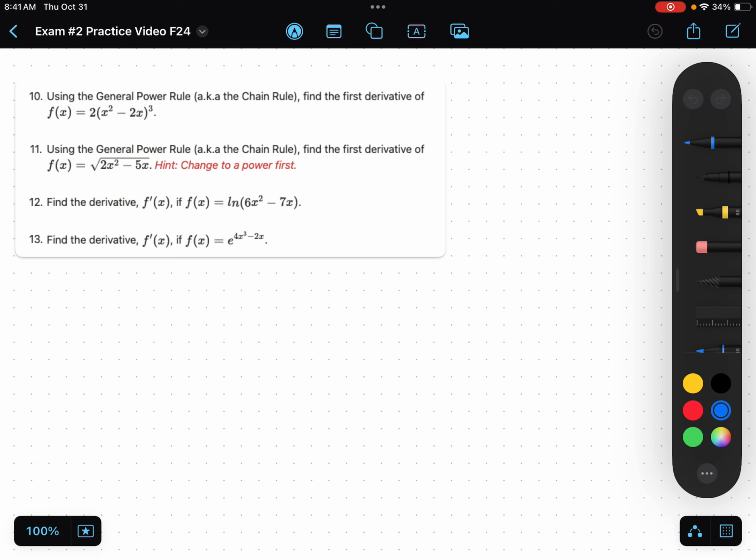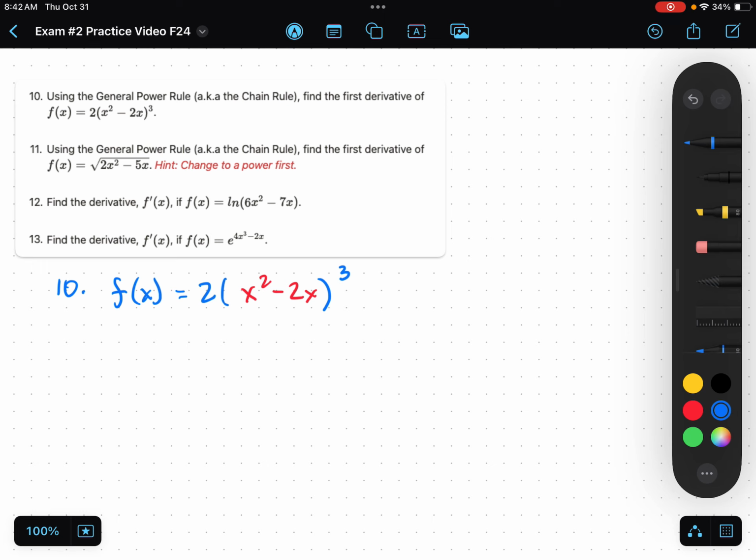What I'm going to do is kind of write how the composition looks for each of these problems. So I'll just start down here. So for number 10, the composition really is the outside function, which is just 2 times the inside function, which is x squared minus 2x, and that's raised to the third power. So there's a composition here. We have 2x cubed, and then we have x squared minus 2x.